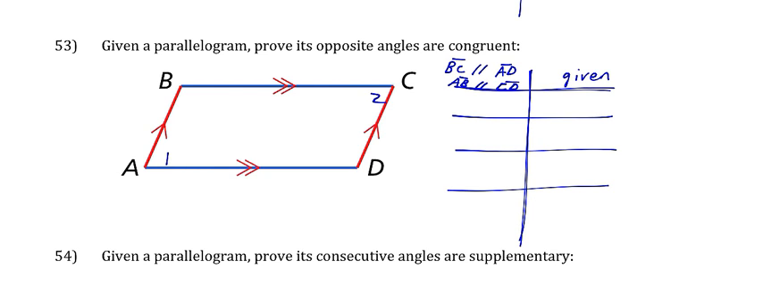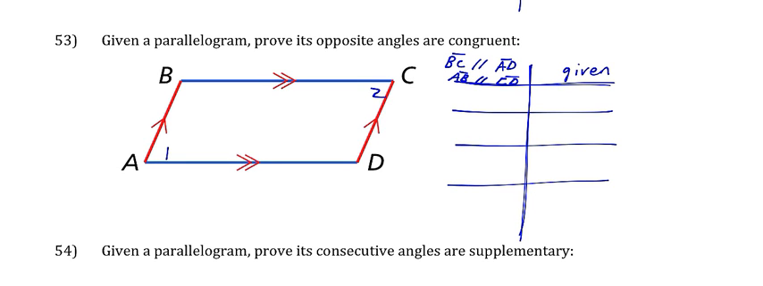Alright, we're trying to prove the opposite angles are congruent here. We're trying to show that these opposite angles, I'll call this angle 3, you'll see why later. We want to show that angle 1 is congruent to angle 3.